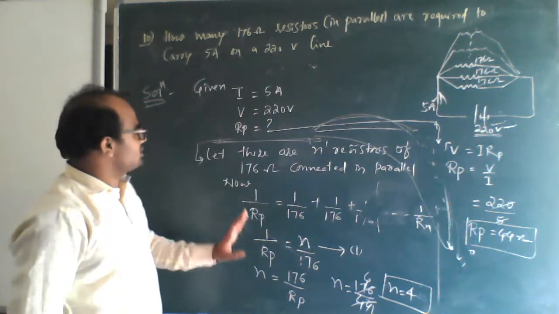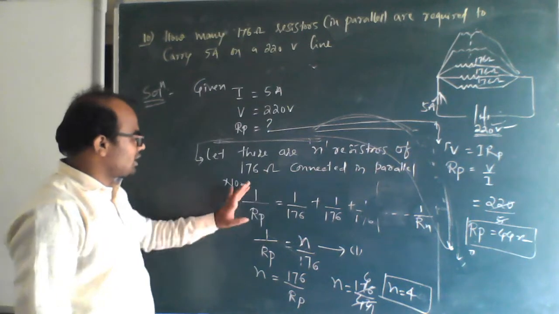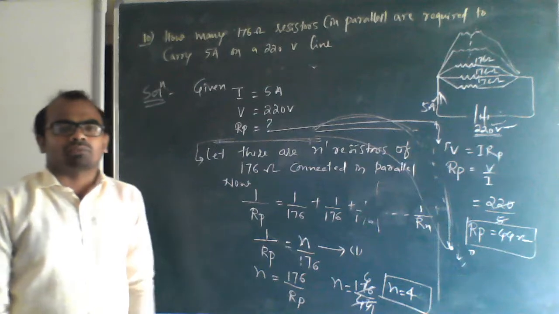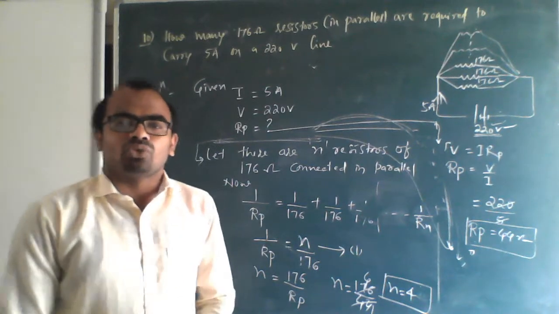Let there be n resistors of 176 ohm connected in parallel. Then 1 by Rp, you do this, you will get n is equal to 176 by 44. That is, n is equal to 4.